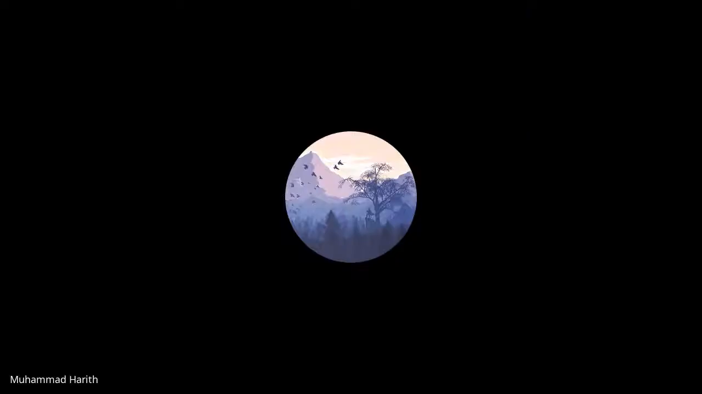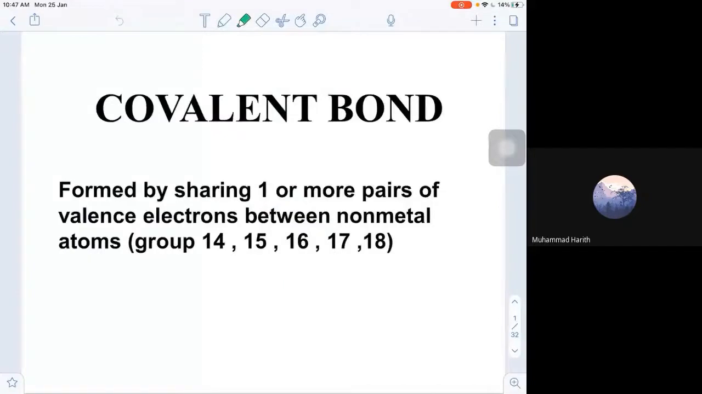So let's say covalent bond. It is actually the bond that is formed by sharing one or more pairs of electrons. When the non-metal atoms are sharing at least one pair, or two pairs, or a maximum of three pairs of their valence electrons, it is one or two or three pairs only of their valence electrons, then they are forming a covalent bond. But it is important to know that this covalent bond happens by the sharing of electrons.